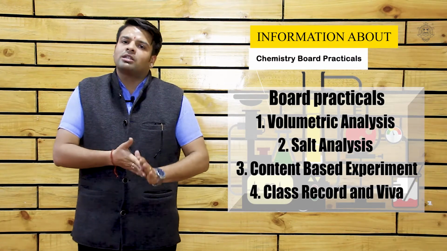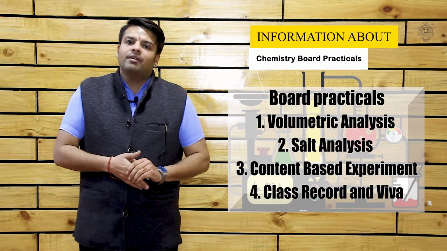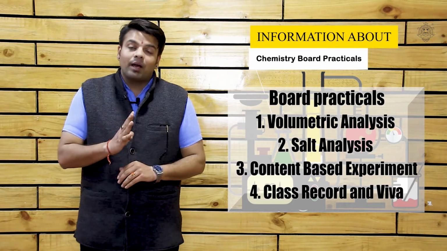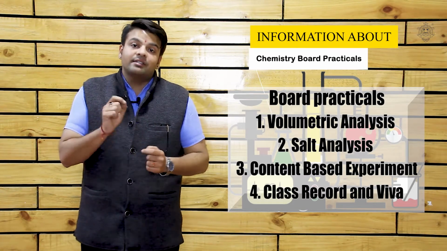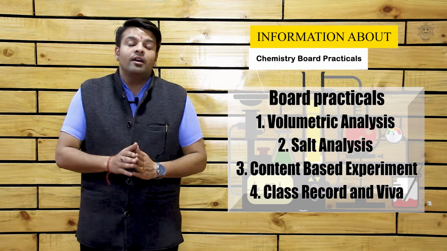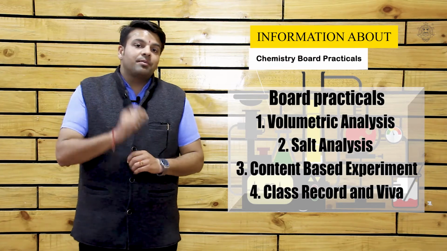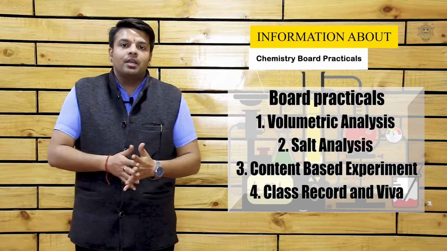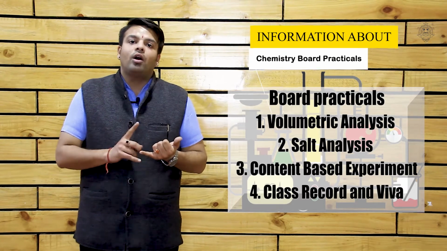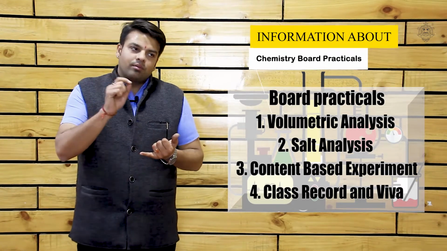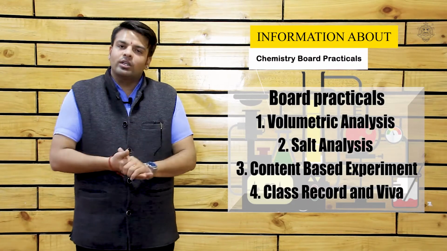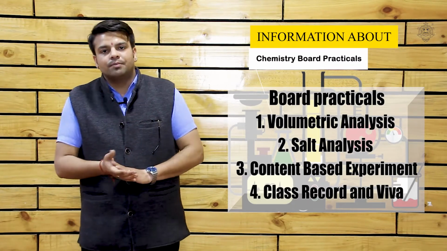So further we will discuss volumetric analysis. There will be volumetric analysis which will carry 4 marks, which will be finding the concentration of potassium permanganate solution, KMnO4 solution, and that will be with the help of ferrous ammonium sulfate, that is Mohr salt, and oxalic acid. These two will be your titrants for finding out the concentration of KMnO4 solution.